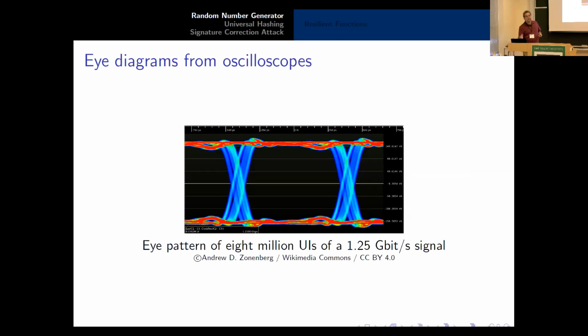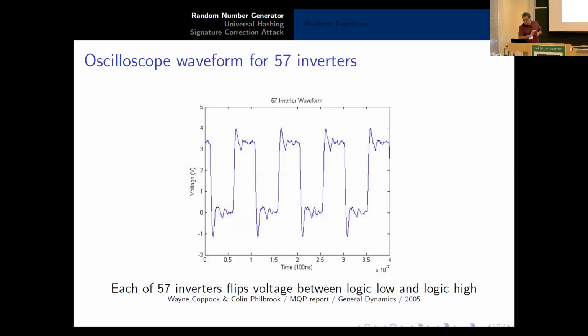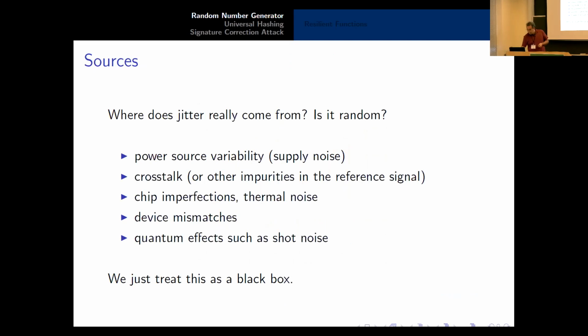On an oscilloscope, this is how it looks if you overlap them. And this is our own recording of an implementation using 57 inverters. The number of inverters just basically affects the period of the signal, right? And you see, this is the real world. It doesn't look ideal like nice square waves and so on. But these edges, they move around. And again, if you look at the distribution, it's Gaussian. So where does jitter come from? Many things such as crosstalk, power source variability, variability in the devices. It's embedded. There are so many different effects, including quantum effects.